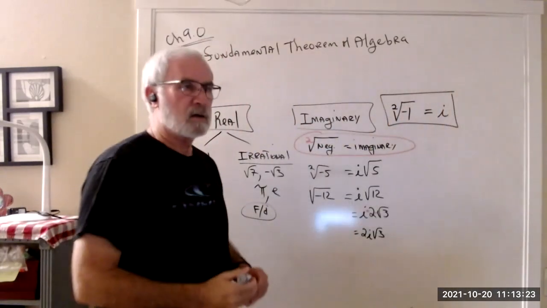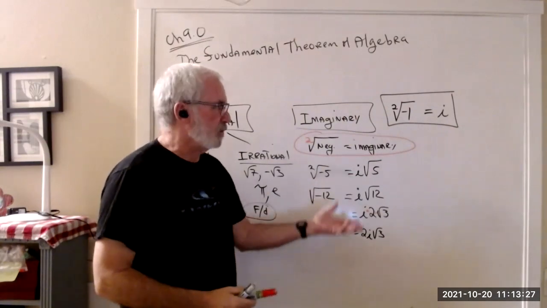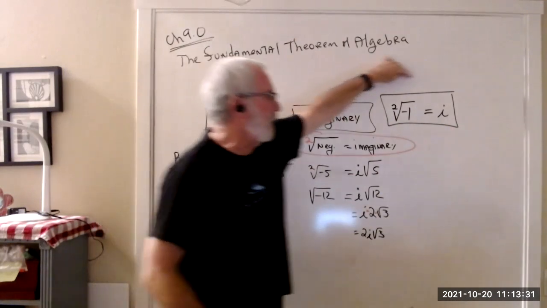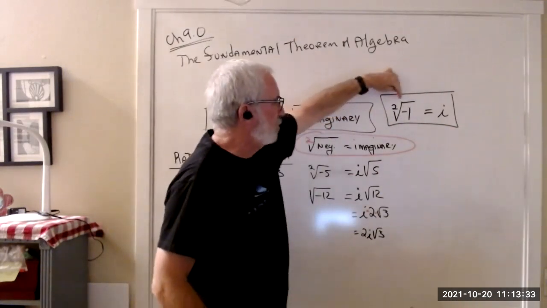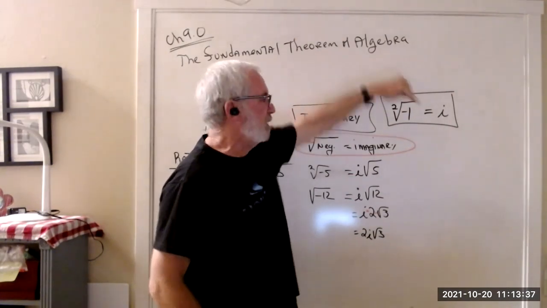Okay, that's how they defined it. I'm just showing you the end result, but that's how a mathematician defines i. i is the square root of a negative number. The square root of -1 is i.